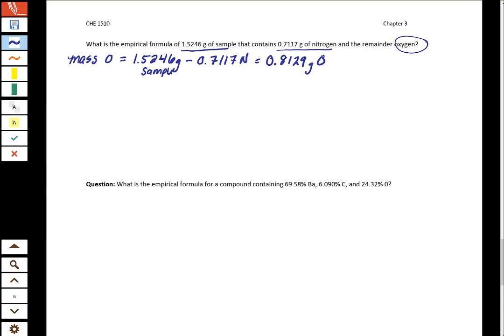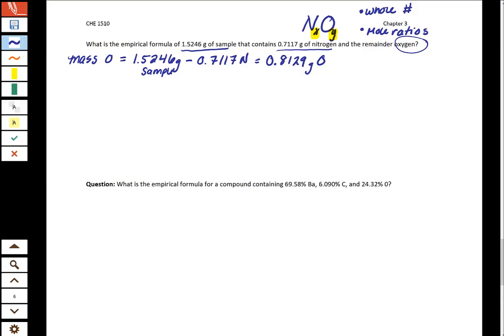Then our ultimate goal is to find out what the coefficients are in our NxOy kind of formula here. And remember that those coefficients need to be whole numbers. And also remember that we said that if we had 1 mole of H2O, it contained 2 moles of hydrogen and 1 mole of oxygen. So these numbers here, the x and the y, need to be mole ratios.